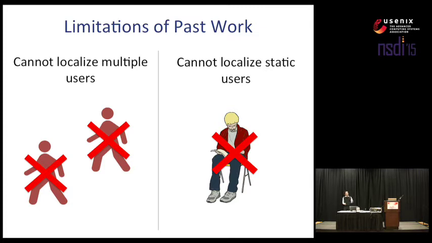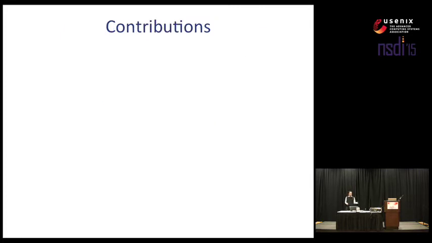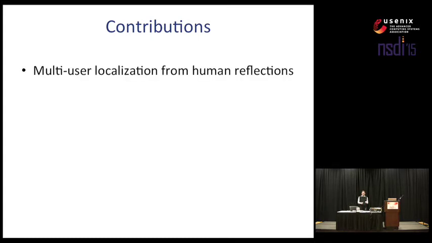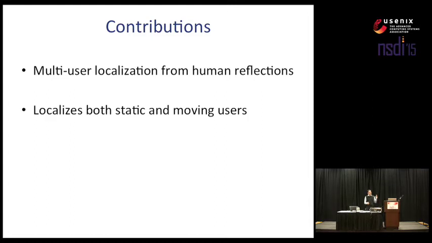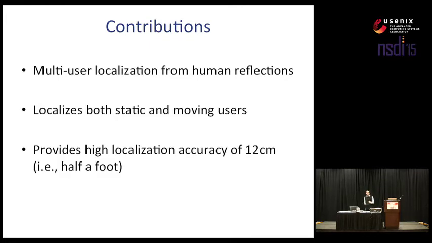I will be showing you how we can track multiple people at the same time, and I will be telling you how we can localize a person even if he is static. In fact, we will do that with a very high accuracy of a median of 12 centimeters, which is about half a foot. But before I describe to you how we can achieve this, let me first tell you how state-of-the-art systems in this area work.